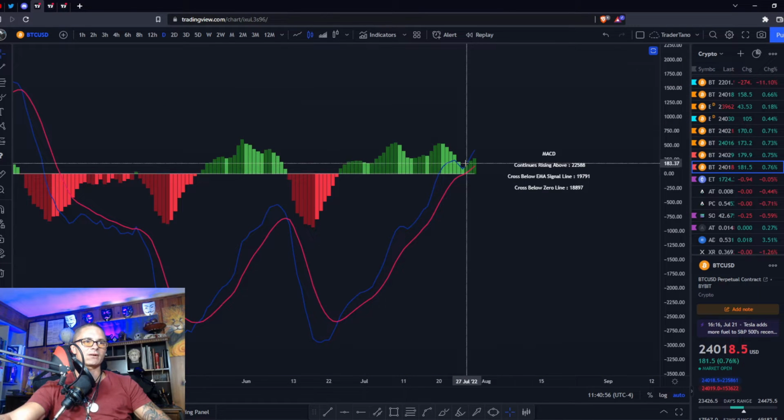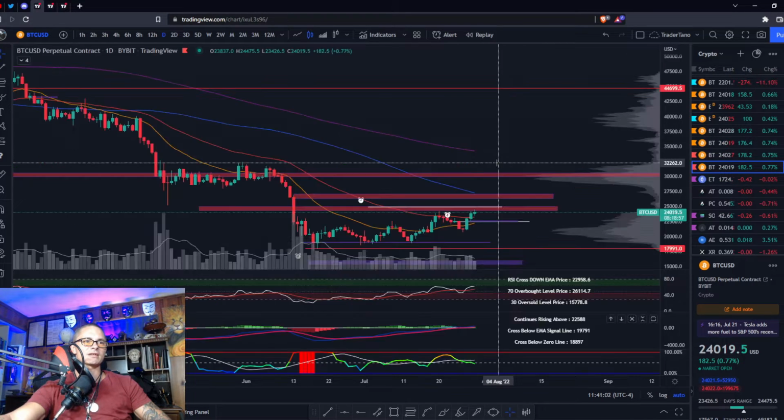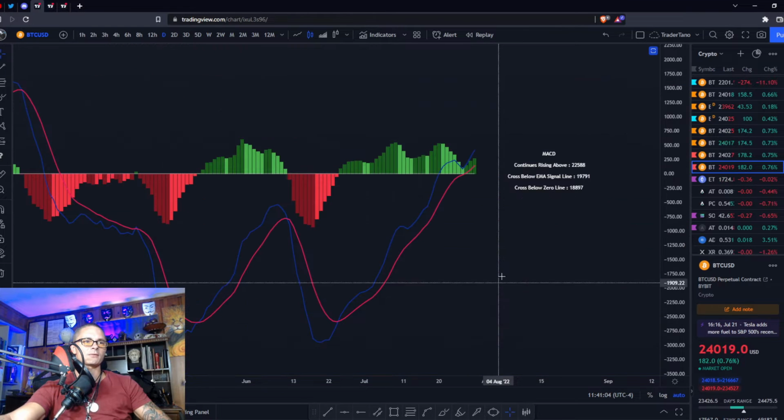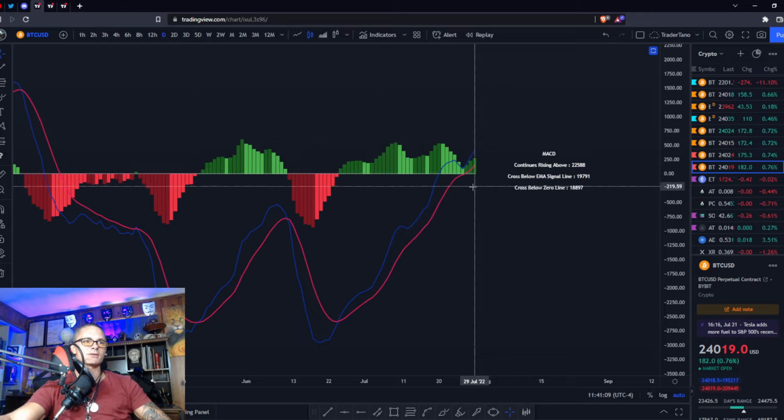On the MACD, we are above the zero line. Even the signal line is above the zero line. Positive momentum is increasing on the histogram. Oh, by the way, if you're above the zero line on the MACD, it's bullish. Below that zero line, bearish. Above the signal line, bullish. Below the signal line, bearish.